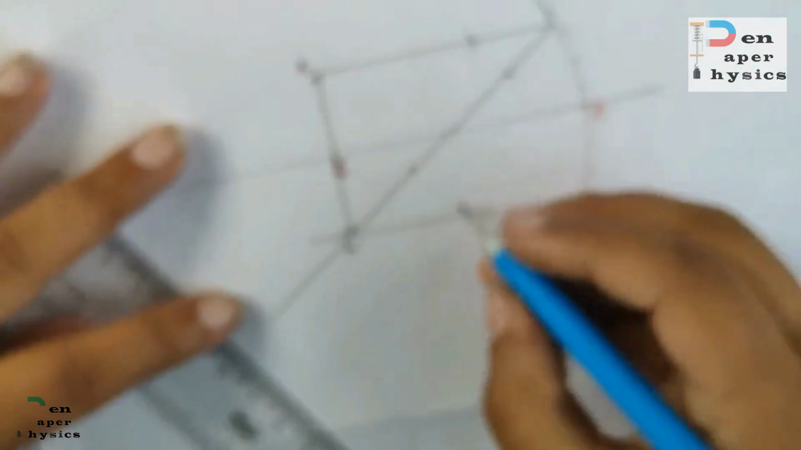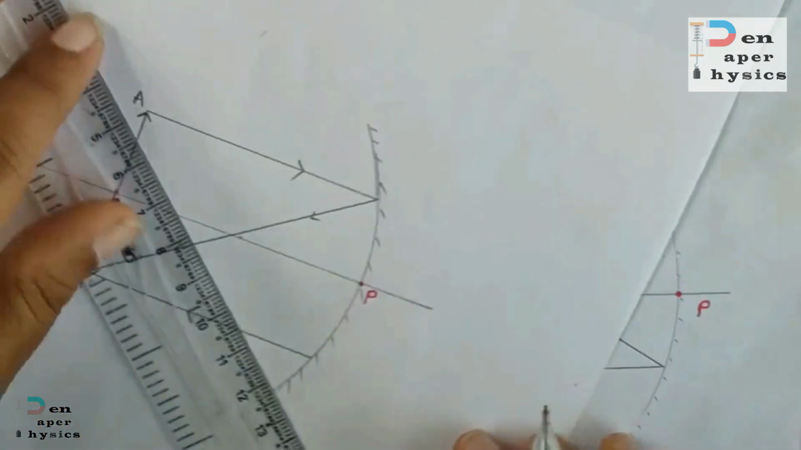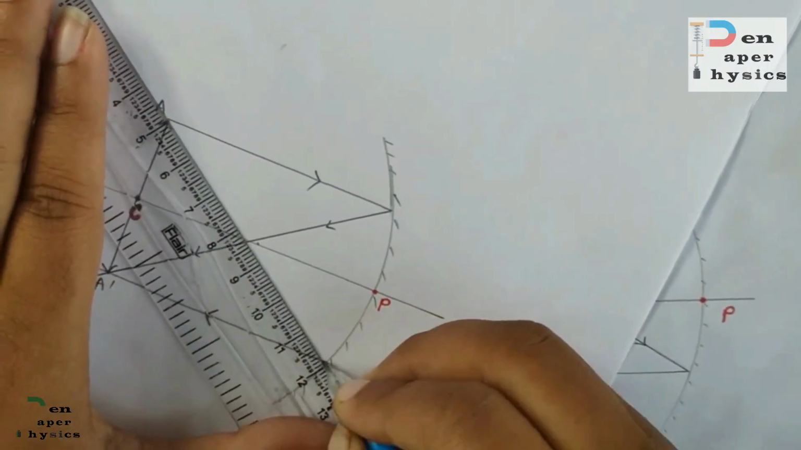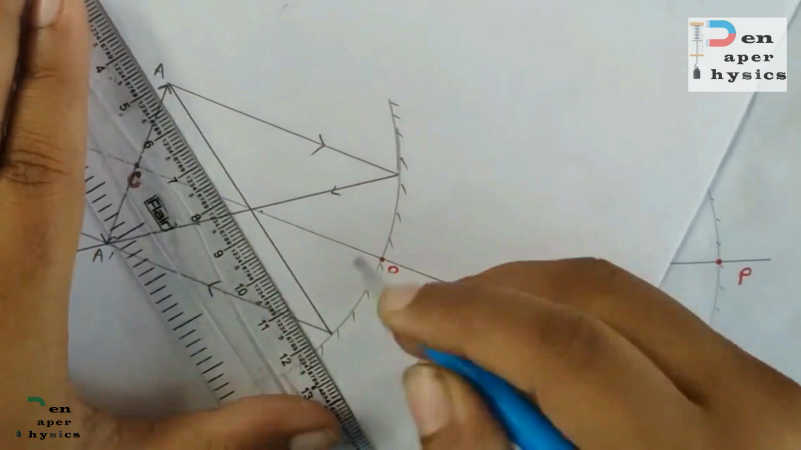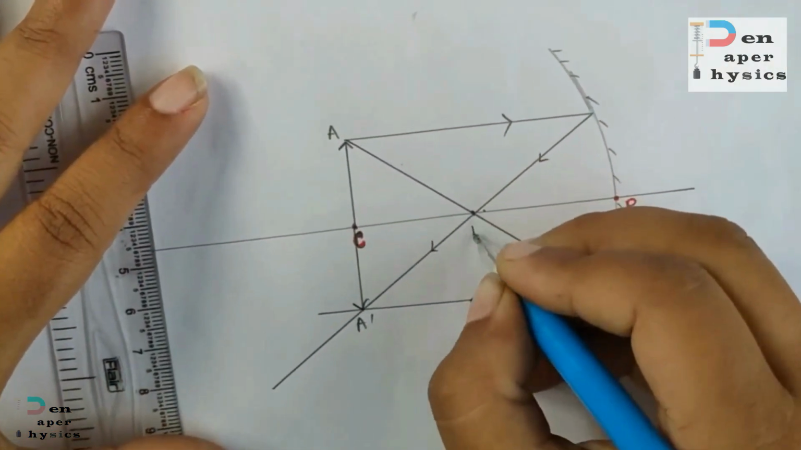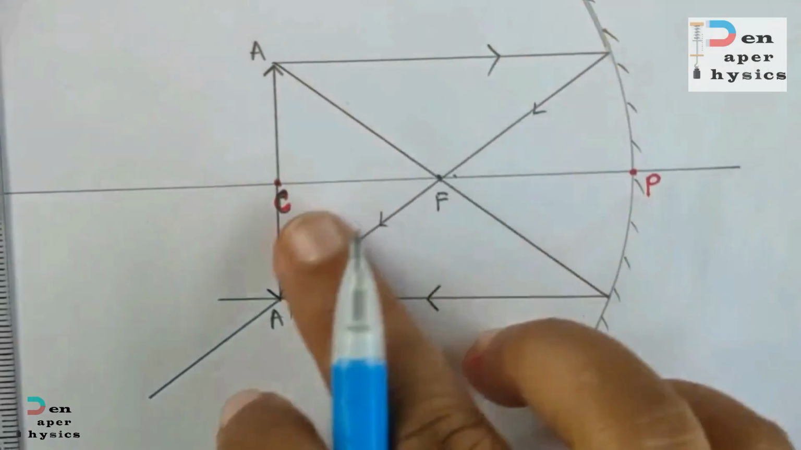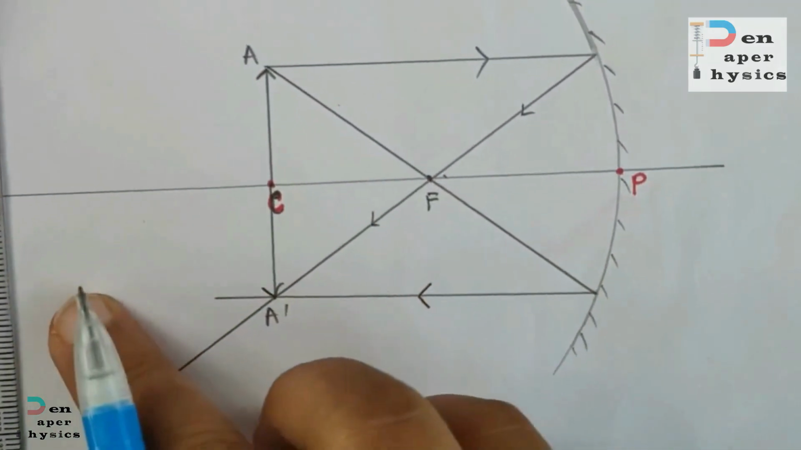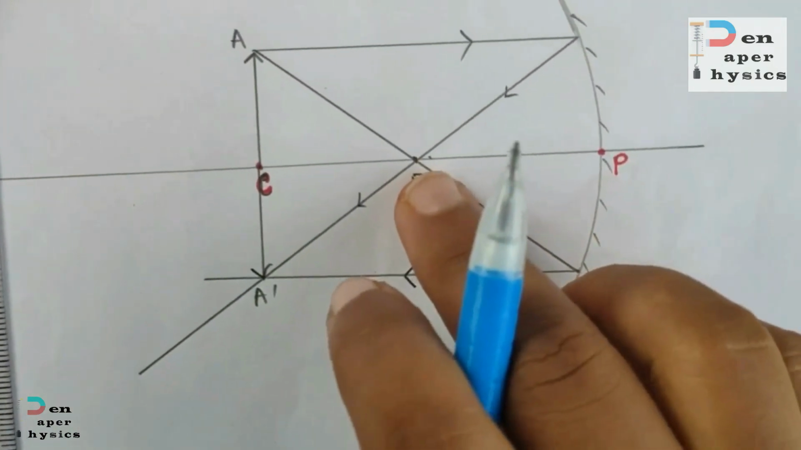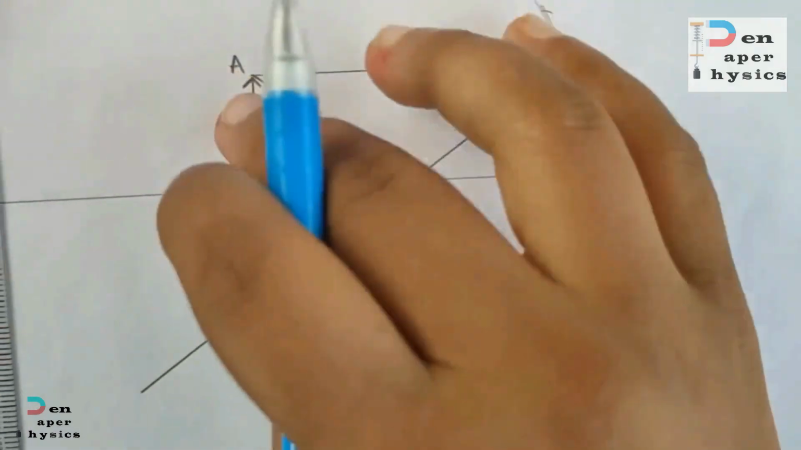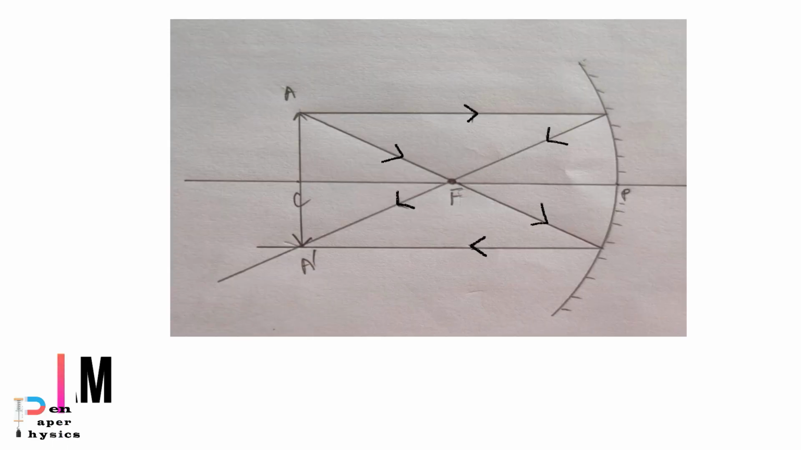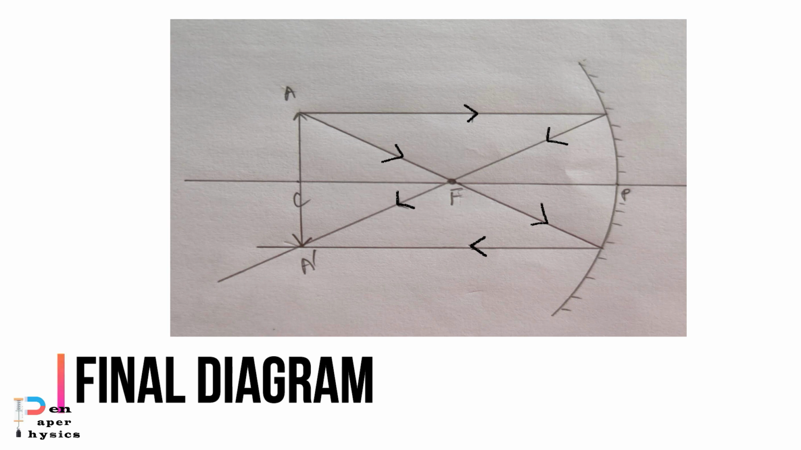Next, I will draw the reflected parallel ray first. And then from that point of incidence, I will join A. And then the point of intersection, I will mark it as F. So first the parallel ray passing through focus and then the ray passing through focus becomes parallel. Now your diagram is complete and the image position is precise. Now since we are doing this diagram in a different way, make sure you give the arrows properly in proper direction. And this one is your final diagram.